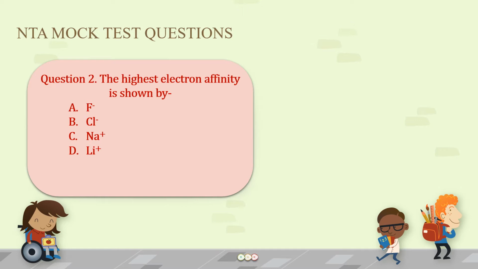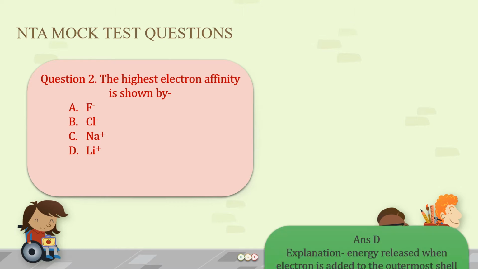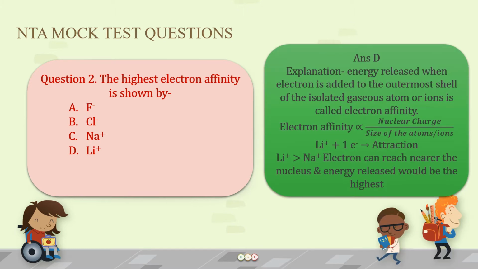If you have done that, the correct answer to this question is going to be D choice. First of all, what is electron affinity? It is the energy which is going to be released when an electron is added to the outermost shell of the isolated gaseous atom or ion. Now here what you can look is that these are not atoms, these are ions.